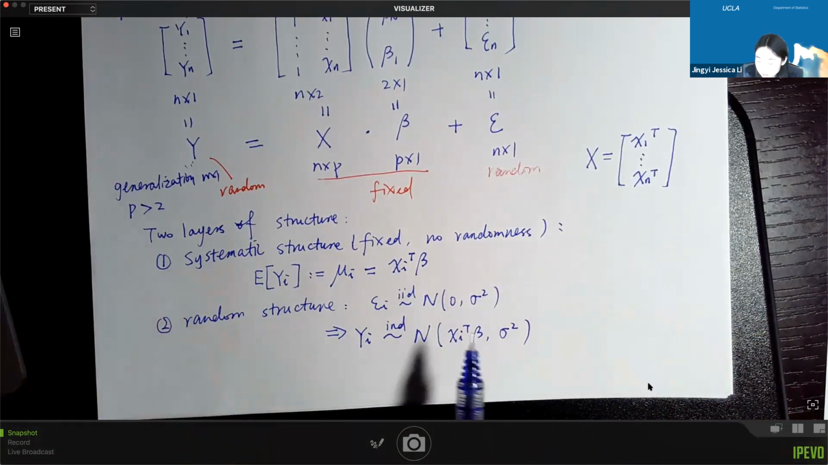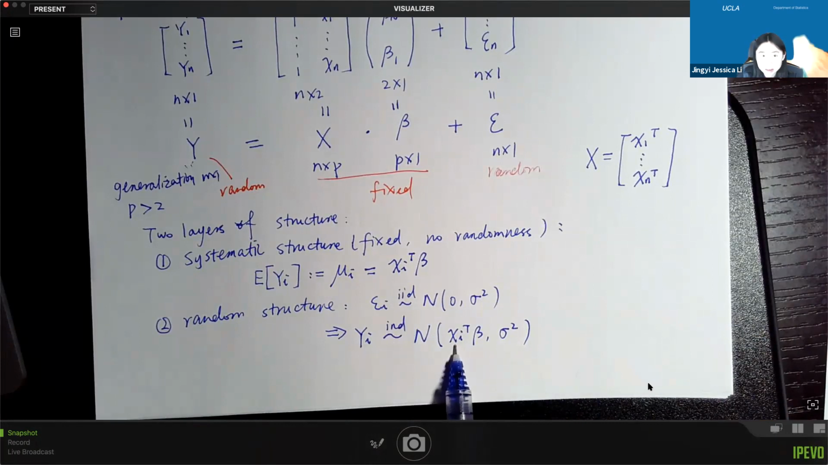So why do I change IID to independent? The reason is that here the different yi's have different means because their means are determined by xi. Since xi's are different, the means are different. So I cannot say they are identically distributed. I can only say they are independently distributed. And they still have the common variance.